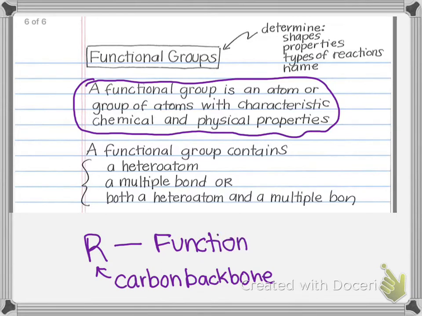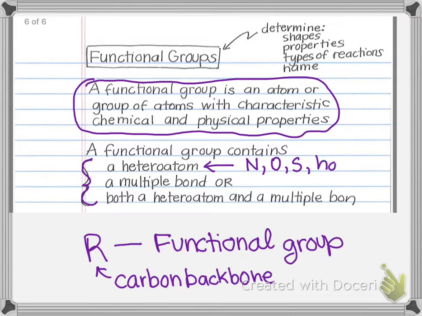Now remember, these functional groups have things in common, and the type of things that functional groups will contain are heteroatoms, which we know are anything that is not carbon or hydrogen. So commonly nitrogen, oxygen, sulfur, and the halogens. The functional group may involve a multiple bond, or it could have both of those things, a heteroatom and a multiple bond.